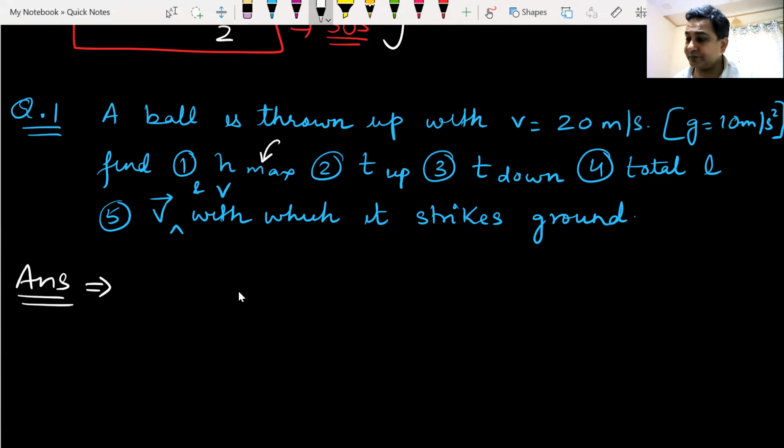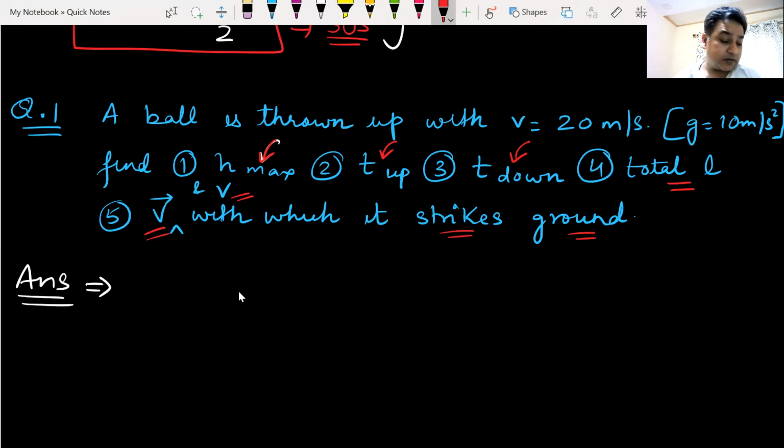H max means the maximum height it goes up. I hope you understand this. T up means the time taken to go up. T down means the time taken to come down. Total L means it goes up, it comes back. What is the total distance traveled? Then the last is find out the velocity and the speed with which it strikes ground. So when you throw something up, it comes back and falls on ground with what velocity and with what speed it has fallen back on the surface of Earth. This is the question that you got to solve.